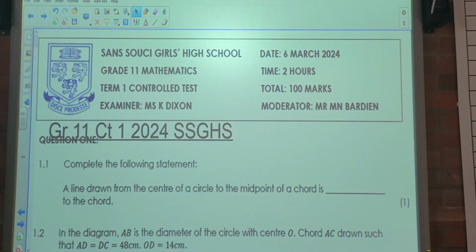If there's any problem with the way Ms. Dixon marked, you just circle the question in pencil and then I will check. If you are supposed to be awarded the mark, you will get the mark. Okay? There's no issue. Alright, so let's go.